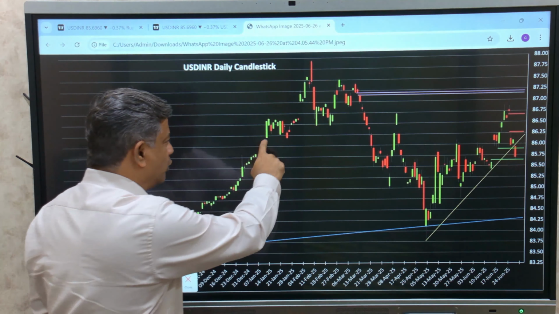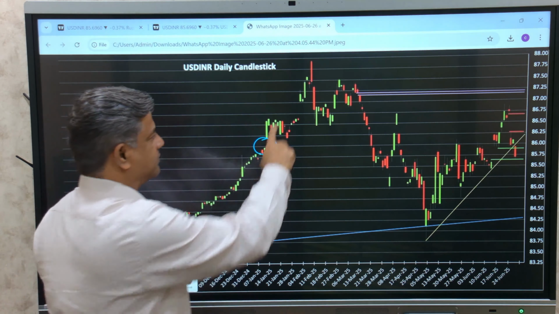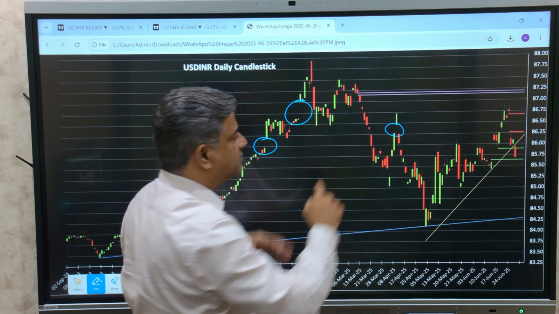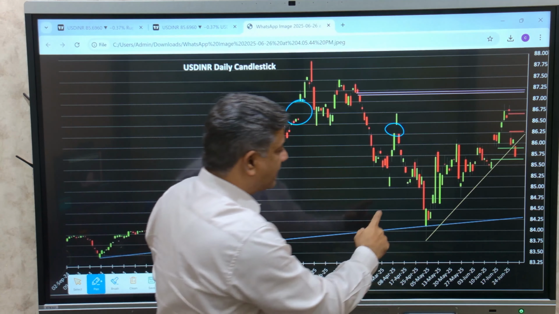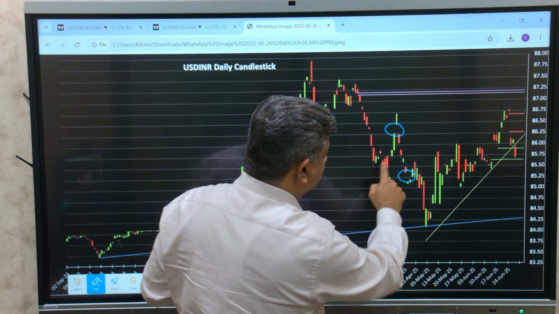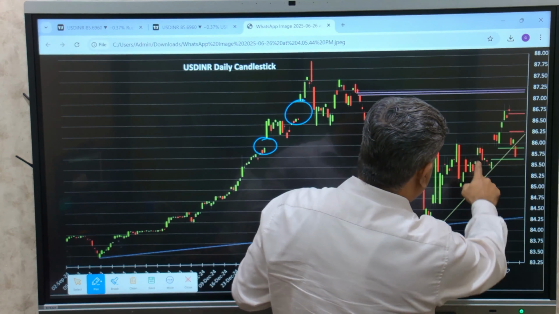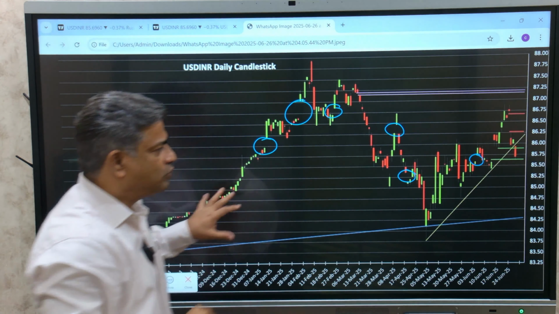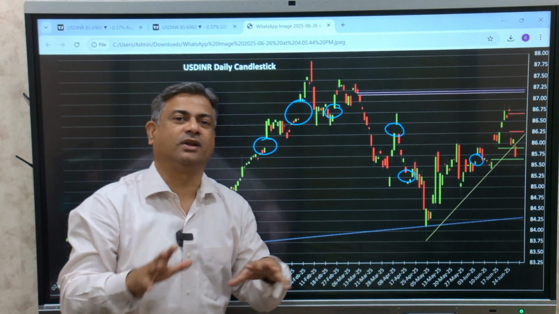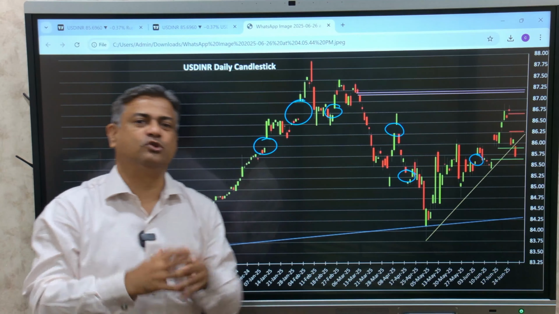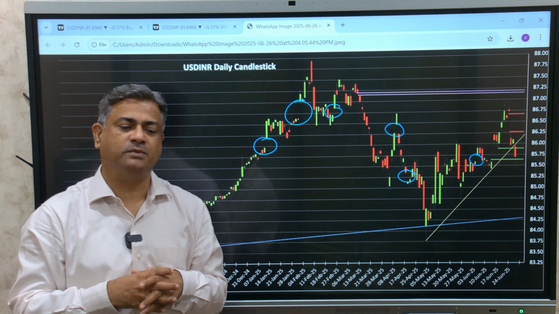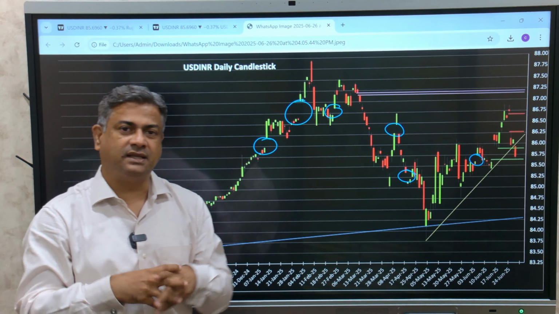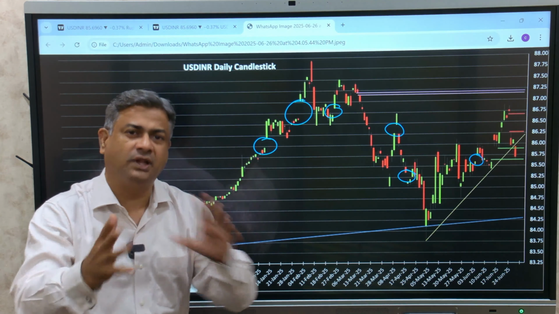So look at these gaps. Multiple gaps. If you look at the last 1 year or so, a gap here and an island reversal here, up gap followed by a down gap, and then there are multiple gaps. There is a gap here, there is a gap here. So many gaps that are formed in dollar-INR. There are gaps here as well. What we see here is that on multiple occasions it forms either an up gap or a down gap. But what I want to emphasize is the ability of the exchange rate to fill the gaps.